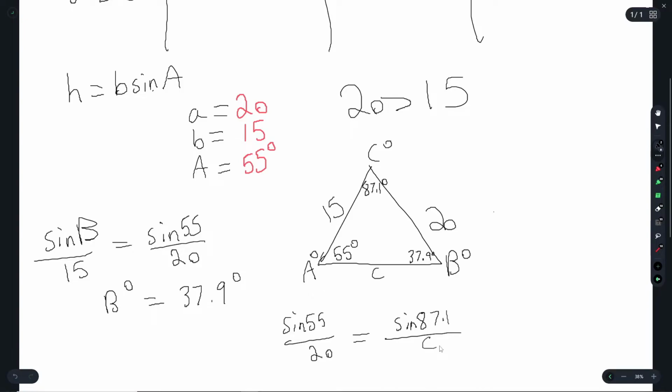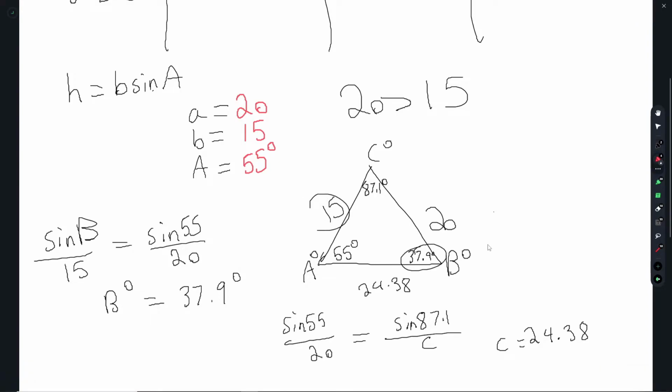So since it's a side, we can shift solve. So sine 55 over 20 is equal to sine 87.1 over C. So C will be 24.38. So notice how the greatest angle looks at the greatest side, then the second greatest angle looks at the second greatest side, and then the smallest angle looks at the smallest side. So here the smallest angle is 37.9, it looks at 15.